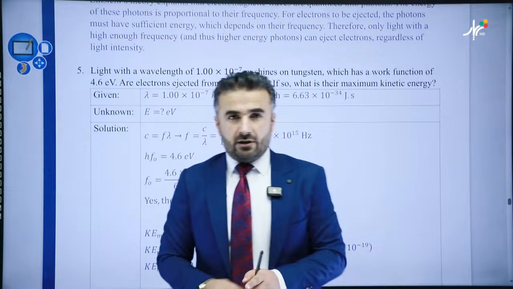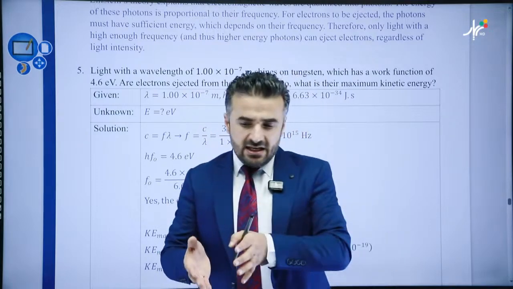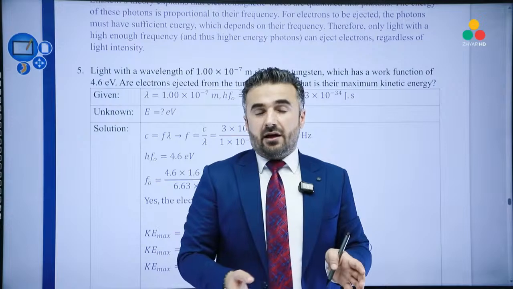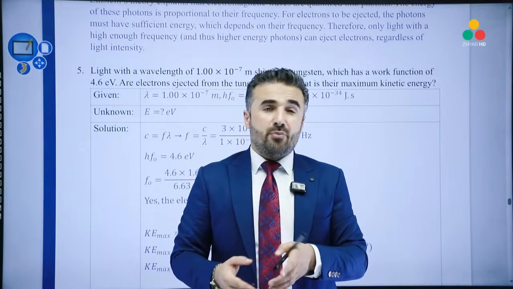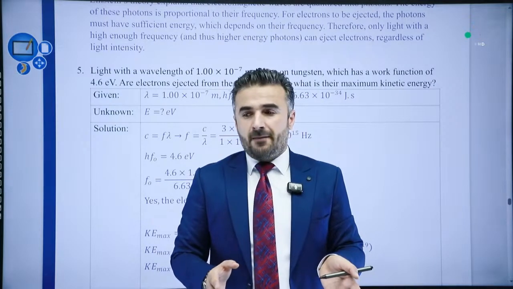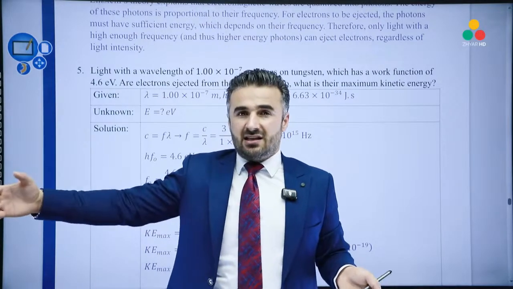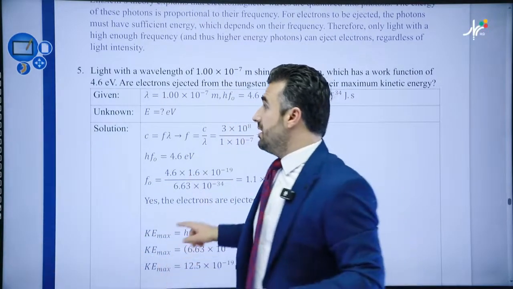So like we said earlier, many times, if the frequency of the incident light is not bigger than the threshold frequency, no matter how intense the light is, how big the intensity of the light, it will never eject electrons.